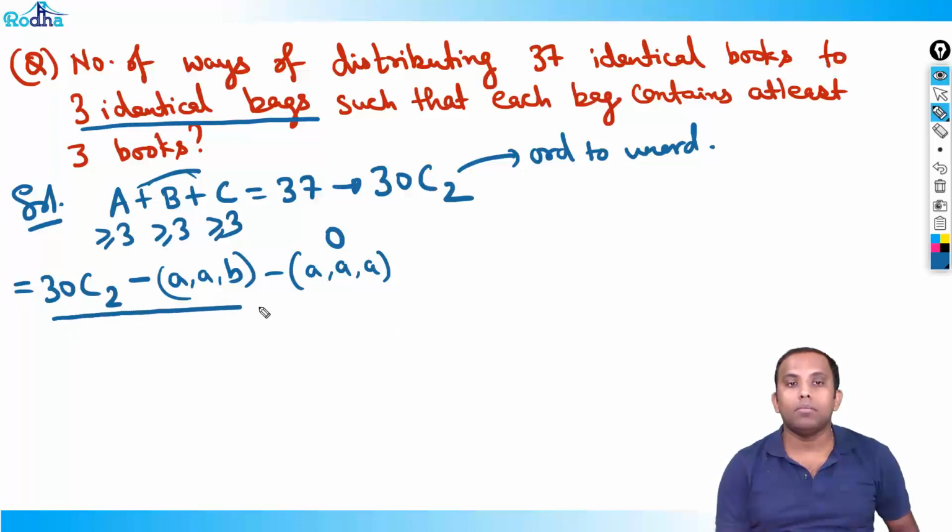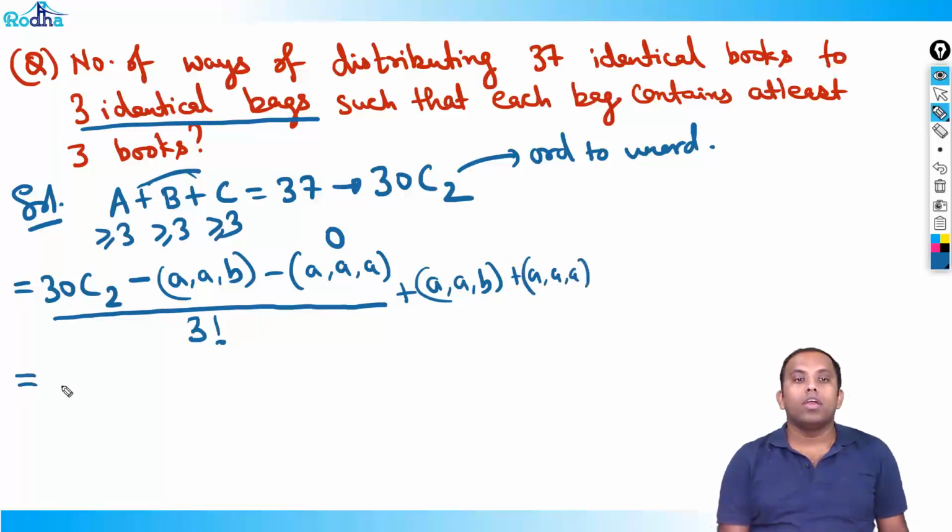30C2 minus AAB minus AAA, divided by 6, that is 3 factorial, plus adding back the cases of AAB and AAA. This is the concept, right? Now, how many cases for AAB here? Can you solve it? How many cases for AAB?